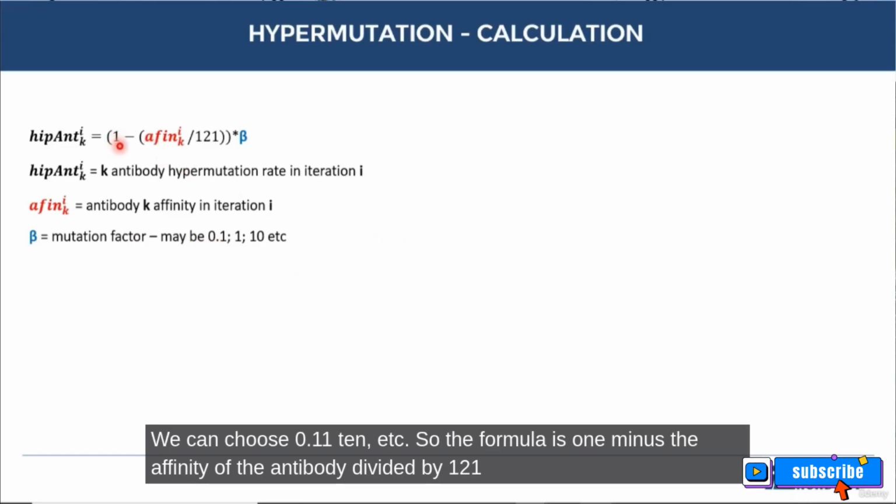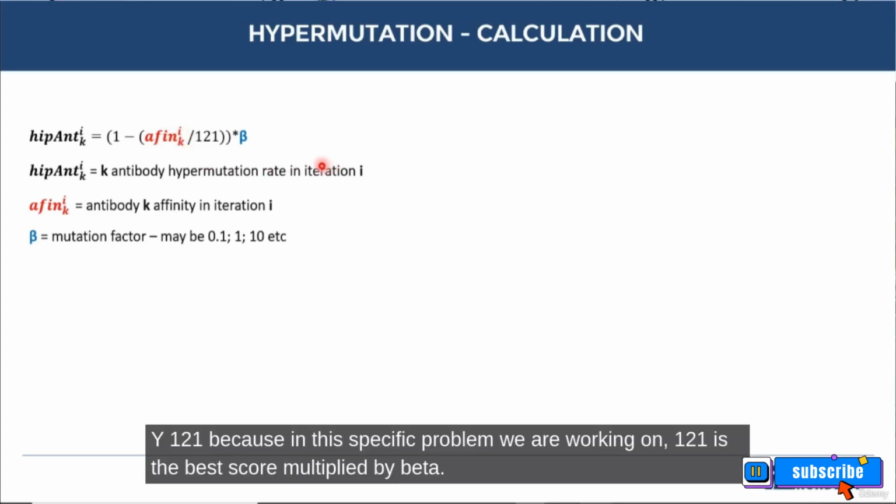So the formula is 1 minus the affinity of the antibody divided by 121. Why 121? Because in the specific problem we are working on, 121 is the best score, multiplied by beta.